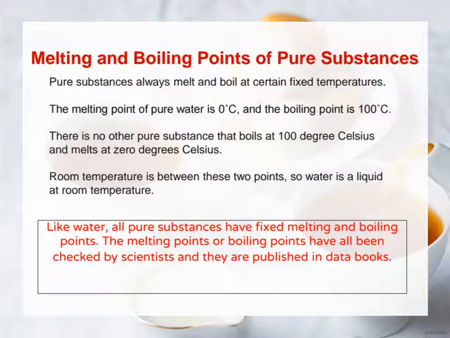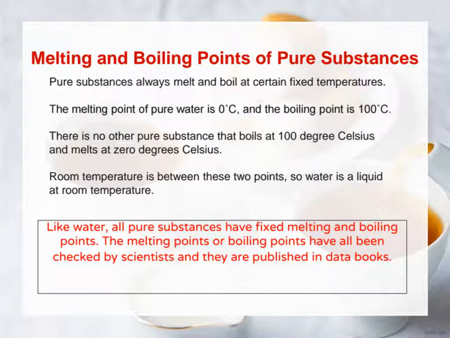Because there's no other pure substance that will boil at 100 degrees and melt at 0 degrees Celsius. The room temperature is almost equal to 20 degrees Celsius. 20 degrees Celsius is more than the melting point, so water got enough energy to melt. It will turn into liquid, but 20 degrees Celsius isn't enough for water to boil. So this water didn't turn into gas. 20 degrees Celsius is between 0 degrees and 100 degrees, between the melting point and the boiling point. That's why water is liquid at room temperature.